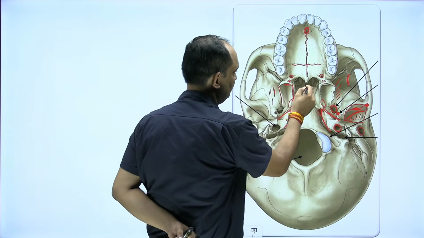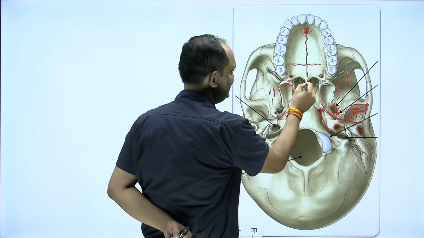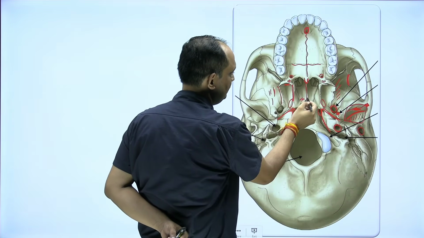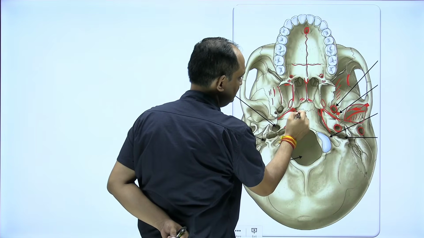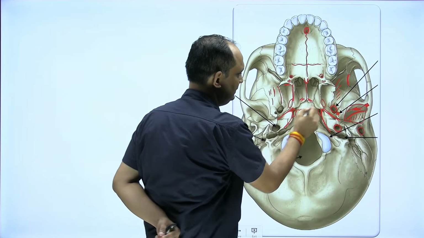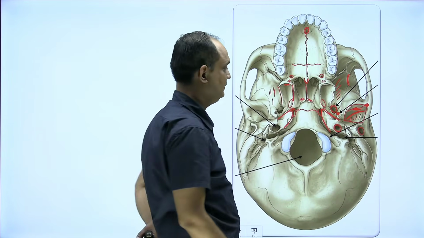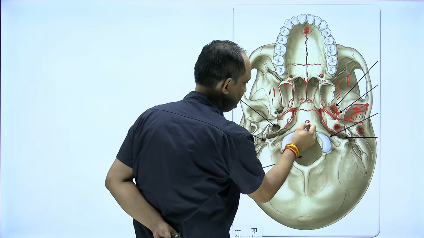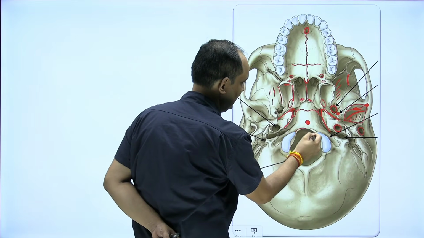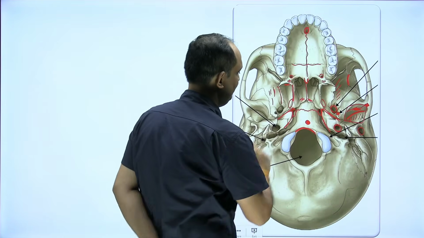Now, this is your vomer bone. This is the posterior nasal spine. These are the ala of the vomer bone. This is the junction between the sphenoid and the anterior part of the basilar part of the occipital bone. This is the pharyngeal tubercle area. This is the anterior margin of the foramen magnum.